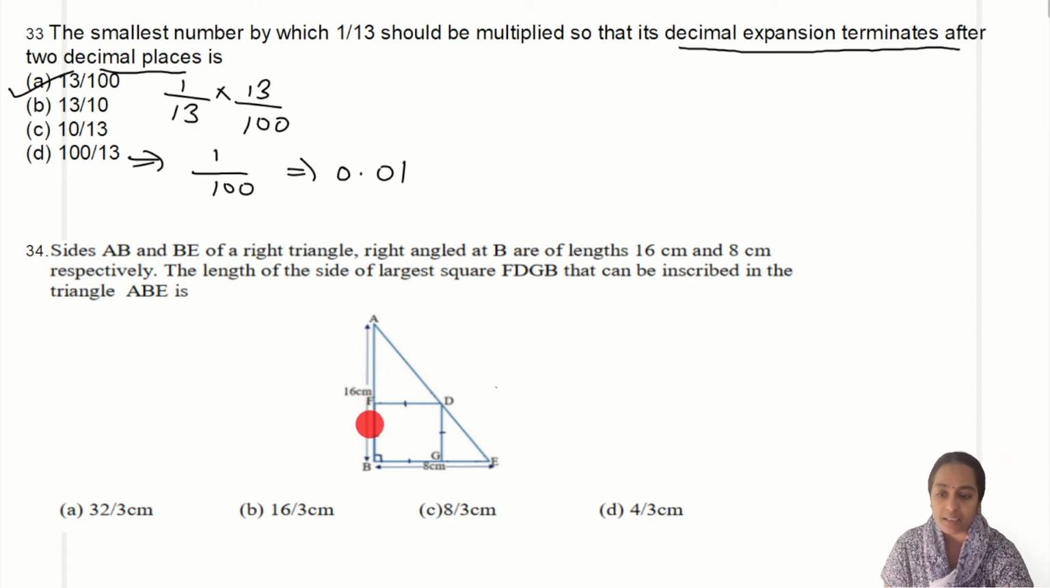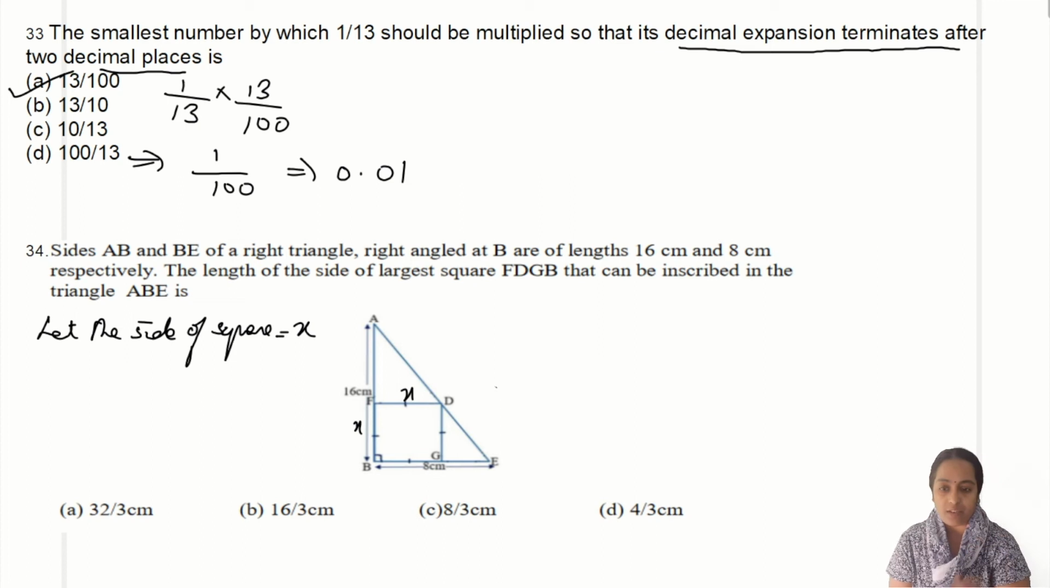So let the side of the square be x. Let it be x, children. So let BF, FD, all this be x, GD, BG, everything is x. The side of the square is x there. Now, when you look at the figure, you know for sure that triangle AFD and triangle DGE are similar. Why? Because when FDGB is a square, FD is definitely parallel to BG. So which means FD is parallel to BE.